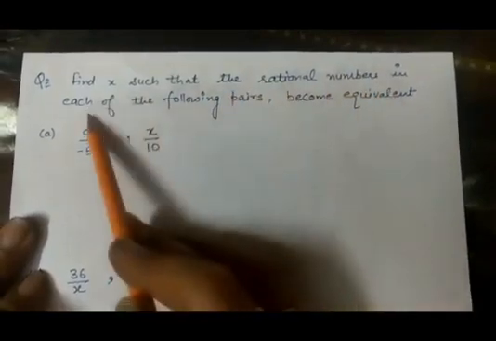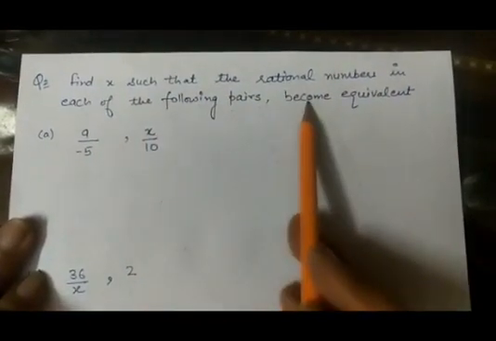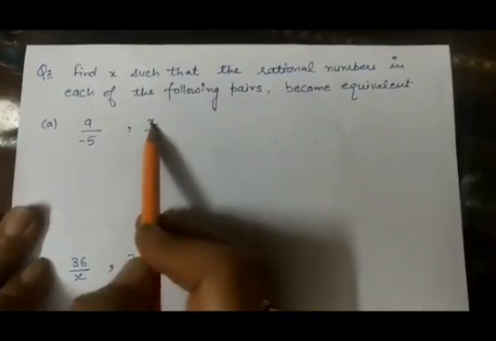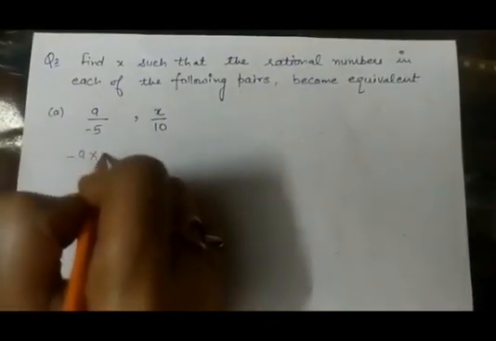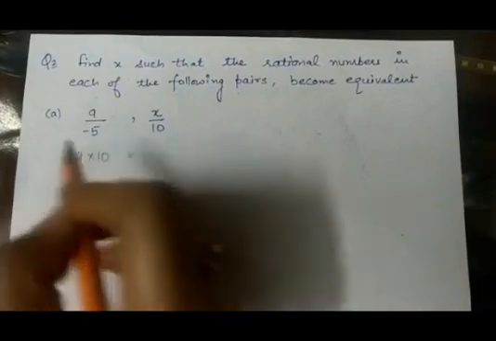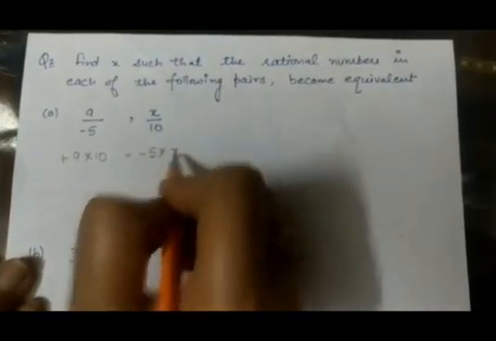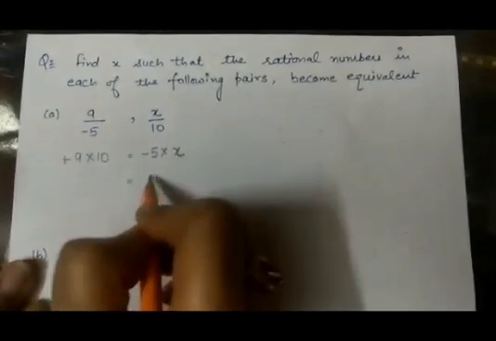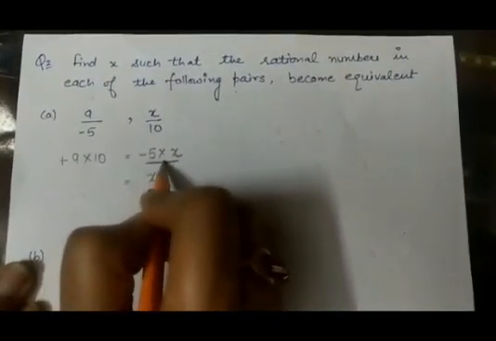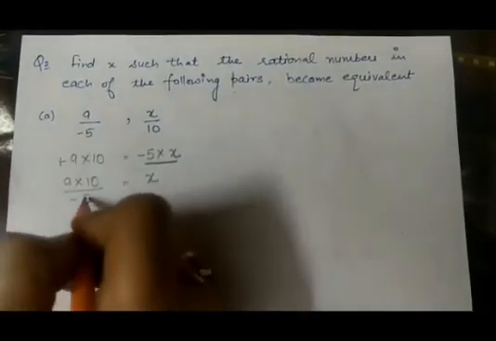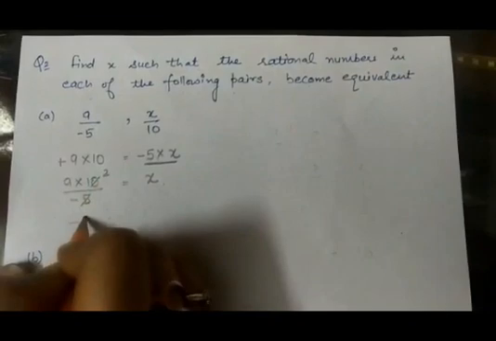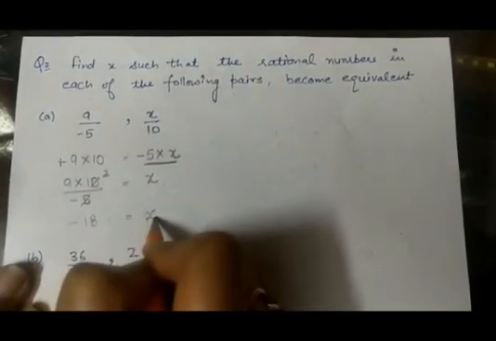Moving to the next type, find x such that the rational numbers in each of the following pairs become equivalent. We need the value of x so that these two rational numbers become equivalent. If they are equivalent, then minus 9 into 10 is equal to 15 into x. Minus 5 being multiplied with x, when we shift it to the LHS, will go for division. 5 twos are 10. Minus 18 is the value of x.